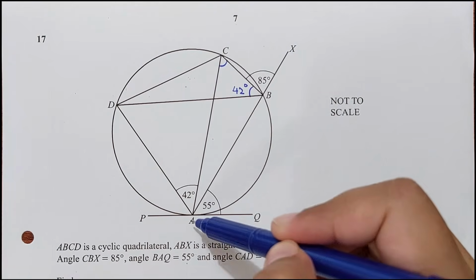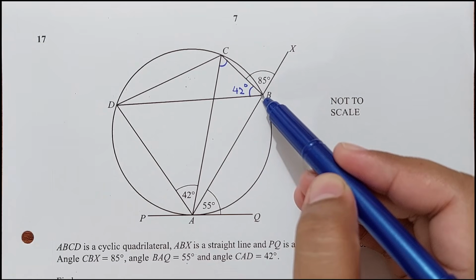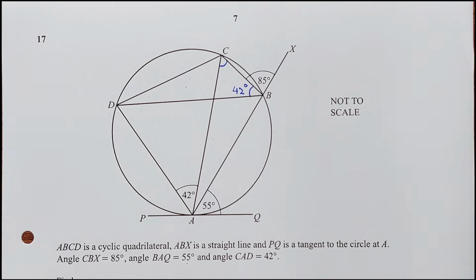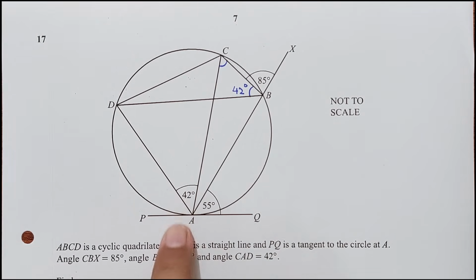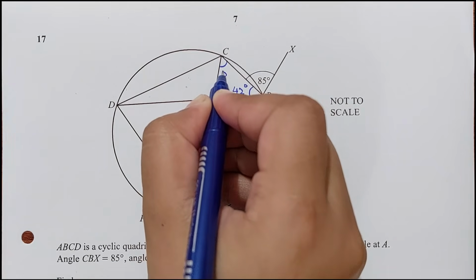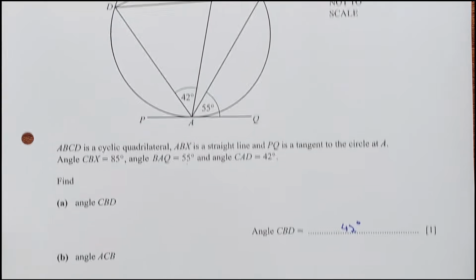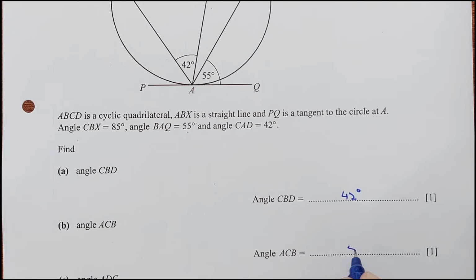Okay, to get the value of ACB, we have to use the alternate segment theorem, right? According to the alternate segment theorem, the angle formed between the tangent and the chord AC through the point of contact, so the point of contact is A, this tangent and the chord, is equal to the angle formed by the chord in the alternate segment. So this angle is 55, this angle is also 55 degrees, by the alternate segment theorem. Now for part C, find angle ADC.